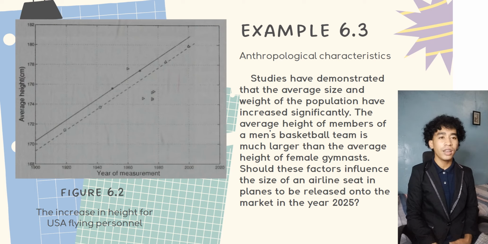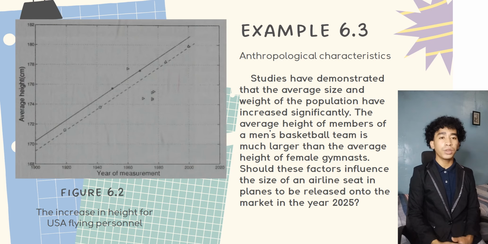Studies have demonstrated that the average size and weight of the population have increased significantly. The average height of the members of a men's basketball team is much larger than the average height of female gymnasts. Should these factors influence the size of an airline seat in planes to be released onto the market in the year 2025? So from the changes that we have observed, we might be able to think about ideas on how we can adjust to it.